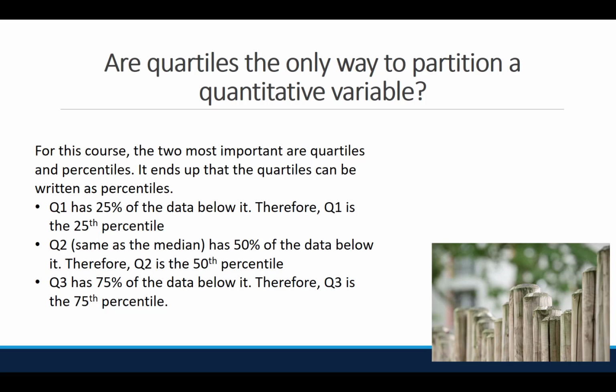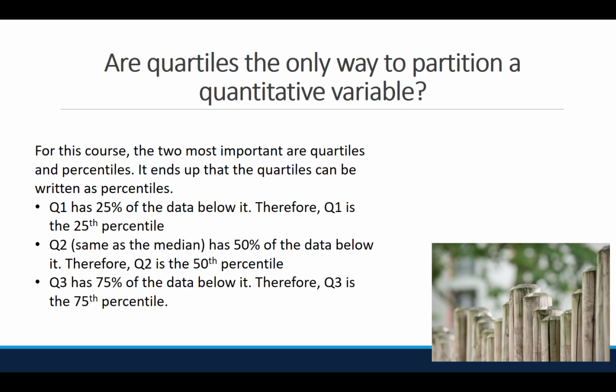Percentiles of a data set divide it into hundredths, or 100 equal parts. The pth percentile is the value of a quantitative variable which is greater than p% of the data. It ends up that the quartiles can be written as percentiles.